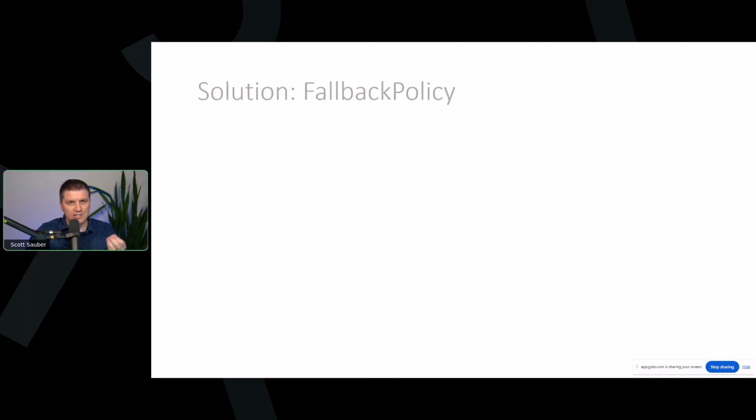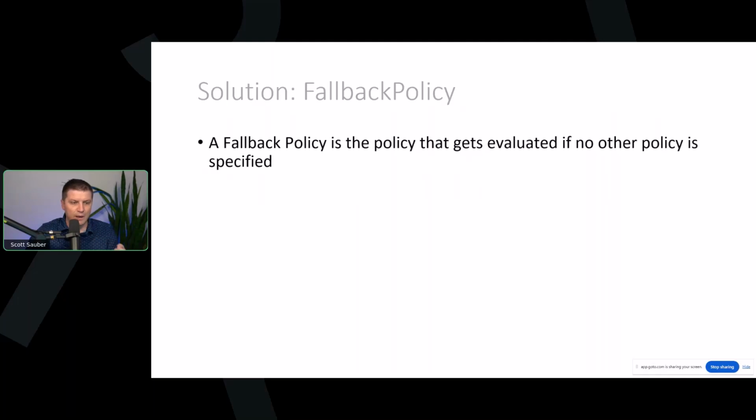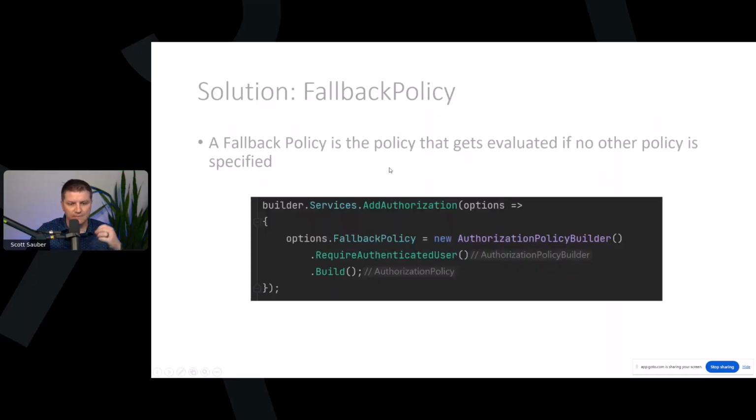So the solution is to be secure by default using something called a fallback policy. A fallback policy is the authorization policy that gets evaluated if no other policy is specified. What I mean by that is when you build your application, you can call AddAuthorization and give it some options, saying the fallback policy is: we want to build up this policy and require an authenticated user by default. But you could also require certain claims, or whatever makes sense by default. Hey, to hit my API or my application, you need to have passed this metric.